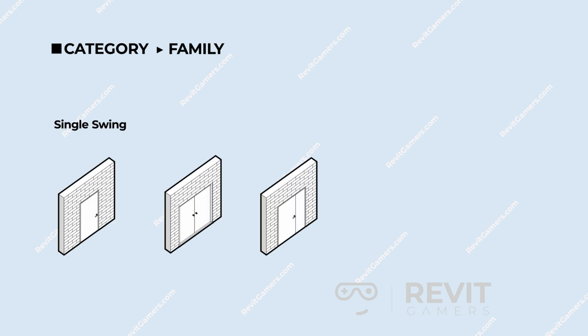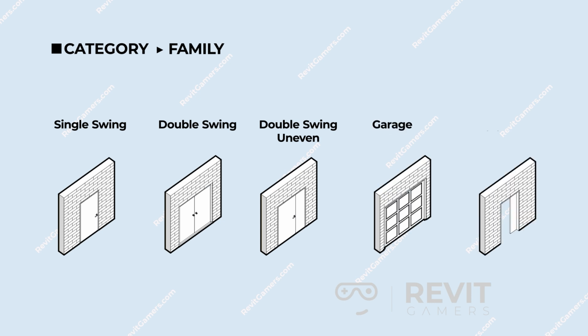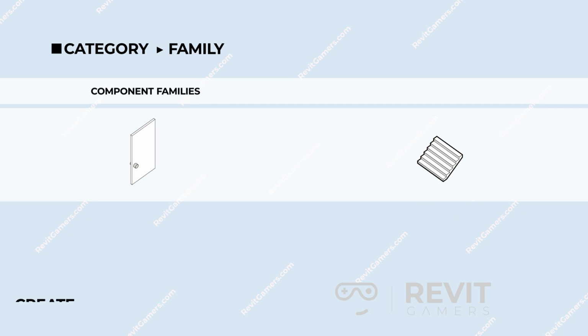As another example, we can consider the doors category. It can contain an unlimited number of families, like swing single doors, double swing doors with even or uneven panels, garage doors, and sliding doors. It must be noted that there can be an unlimited number of door families since there are only 3 families for stairs. The reason is that doors are component families and are fully customizable by the users.